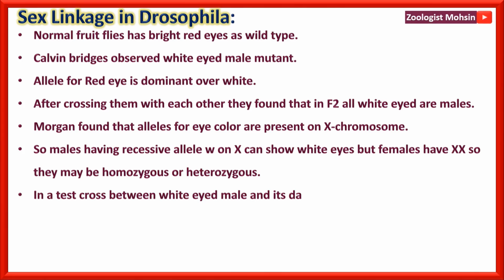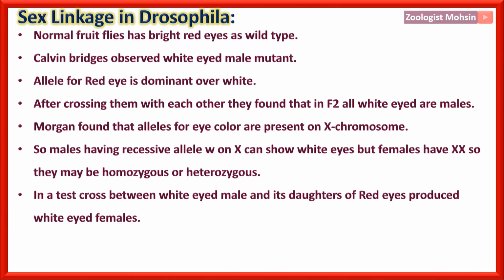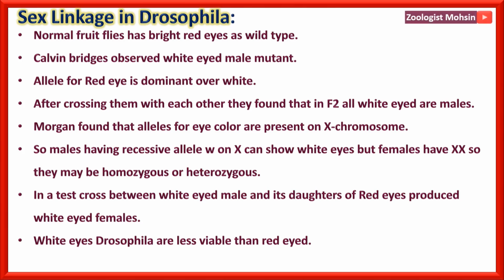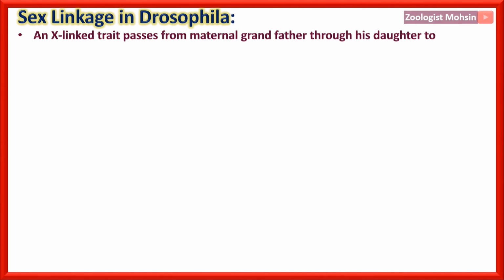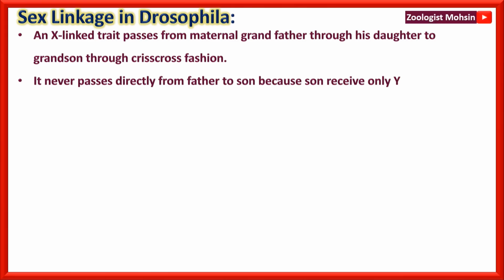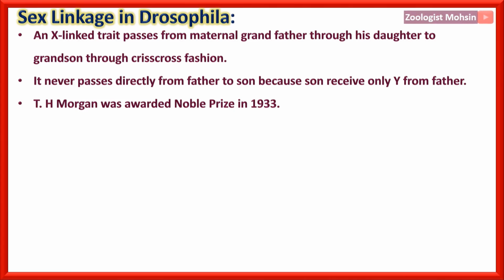In a test cross between white-eyed male and its red-eyed daughters, white-eyed females were produced. Now white-eyed Drosophila are less viable than red-eyed. An X-linked trait passes from maternal grandfather through his daughter to grandson in a crisscross fashion. It never passes directly from father to son because son receives only Y from father. T.H. Morgan was awarded the Nobel Prize in 1933.